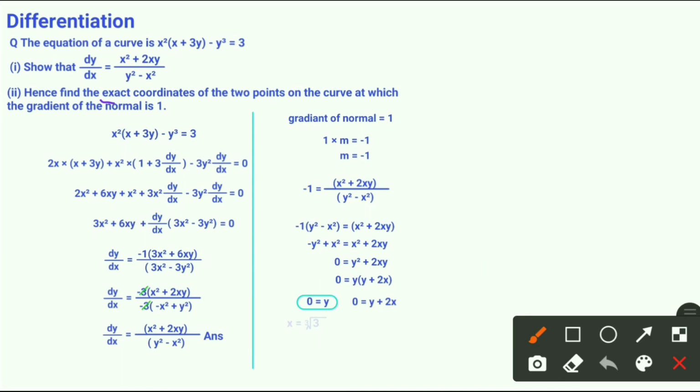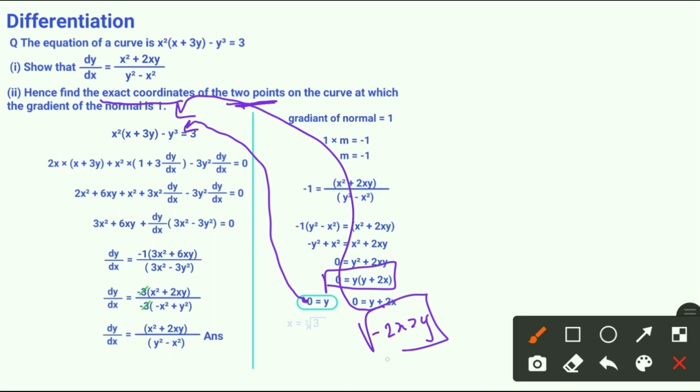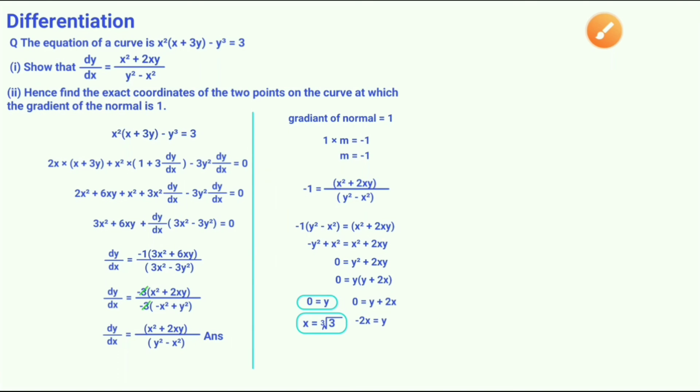You keep on going. It says that you need to find the exact coordinates of the 2 points. That's why there will be 2 points, 0 is equal to y and 0 is equal to y plus 2x. Then you put these values back into the equation to find the value of x. Okay, you try to solve this. Hence find the exact coordinates of the 2 points at which the gradient of the normal is 1. So this one is minus 2x is equal to y. Okay, you put this in here, and then you find the value of x for both.